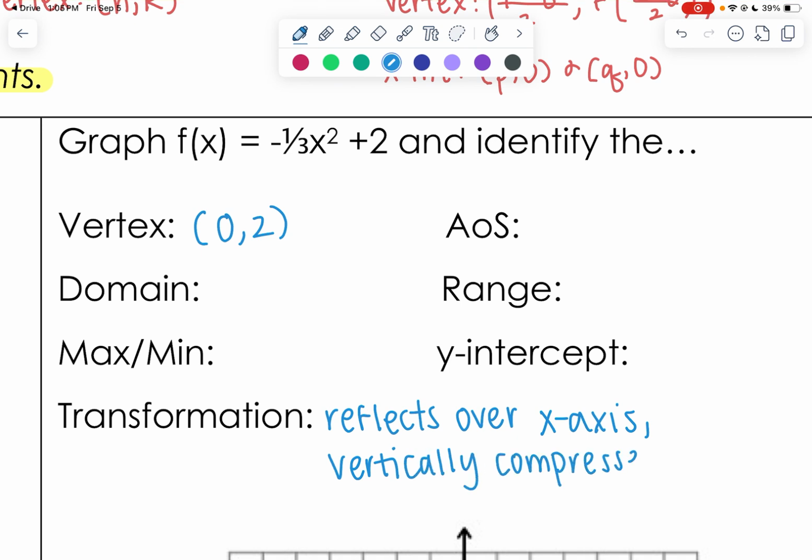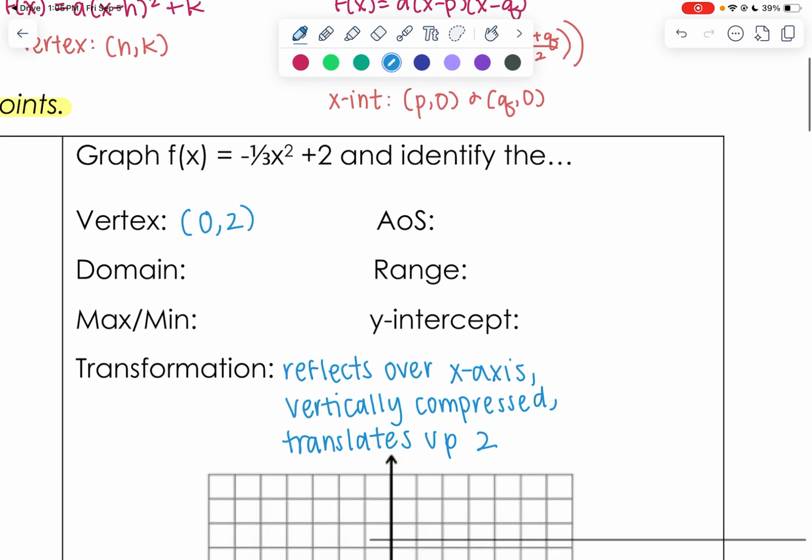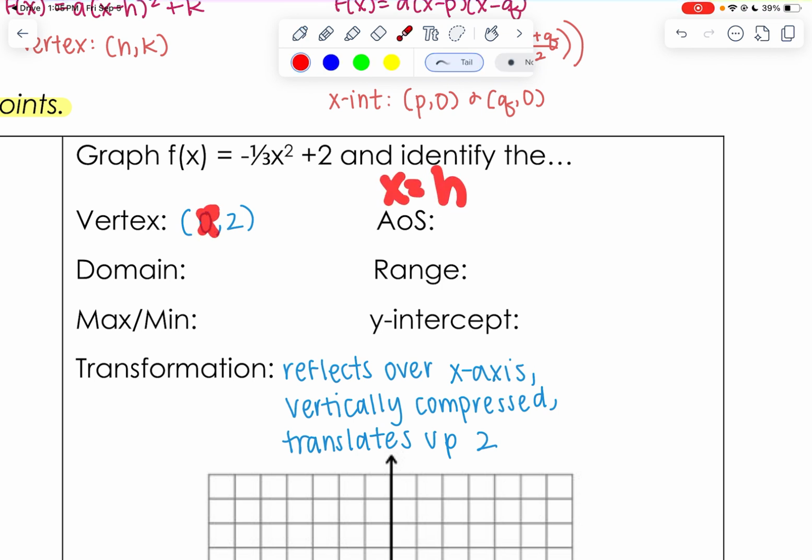And this one isn't translating right or left at all, but it is going to translate up 2 because of that plus 2 outside the parentheses. Okay? Now, your axis of symmetry is just x equals h because it's just the x coordinate from your vertex. So that would just be x equals 0. Okay? Our domain's the same every single time, negative infinity to infinity.